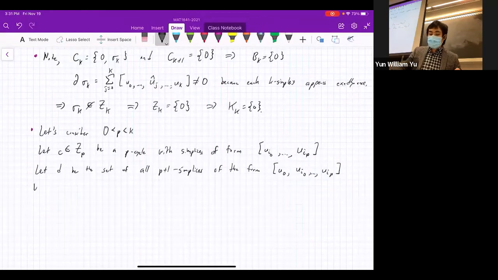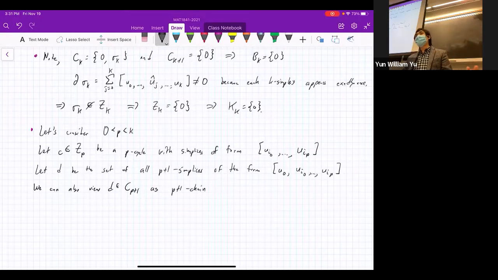So now we can also view D as a p plus 1 chain, rather than just as a set. This is one of the niceties of working with the finite field of order 2, because you can just view the set as the sum of all the elements in the set. And so we can view this as a p plus 1 chain rather than just the set.